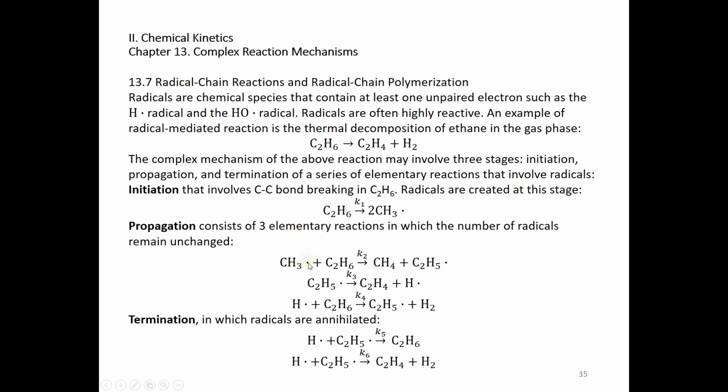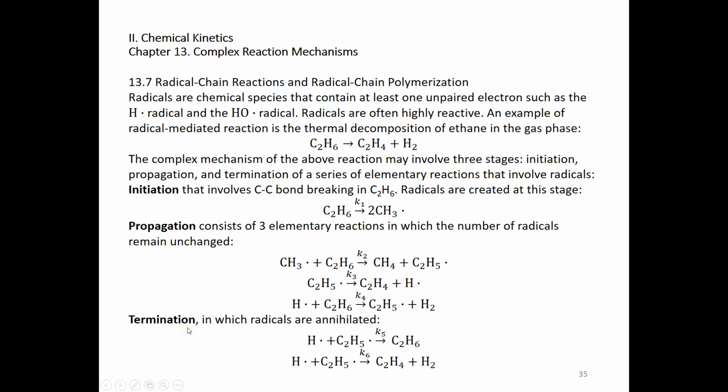The methyl radical may attack an ethane molecule and abstract a hydrogen off to form CH4, methane. And now we have a different radical, an ethyl radical, C2H5. C2H5 may decompose into ethylene and a hydrogen radical. Now the hydrogen radical can also attack an ethane molecule to form H2 and another ethyl radical. And again, this ethyl radical may decompose into ethylene and a hydrogen radical.